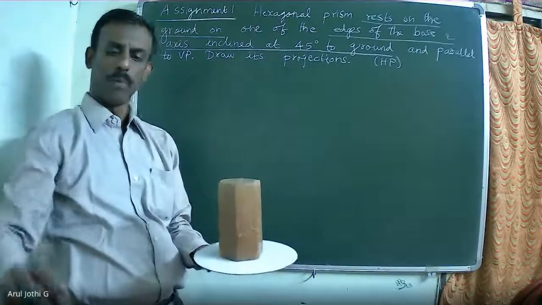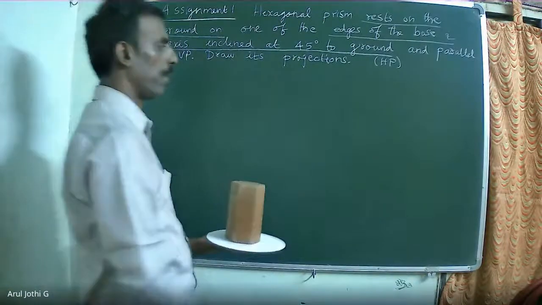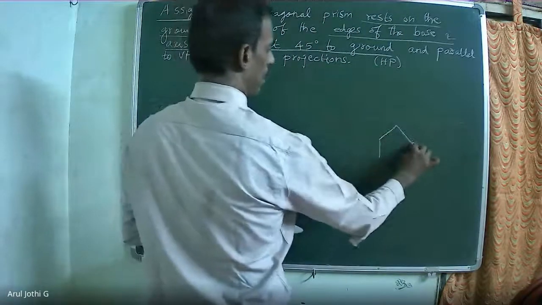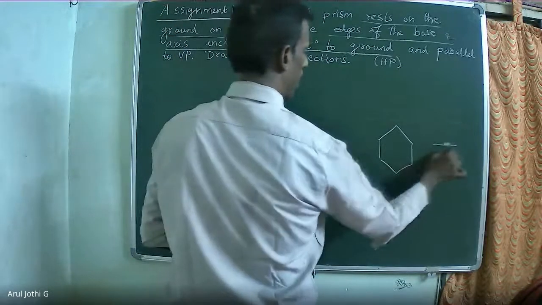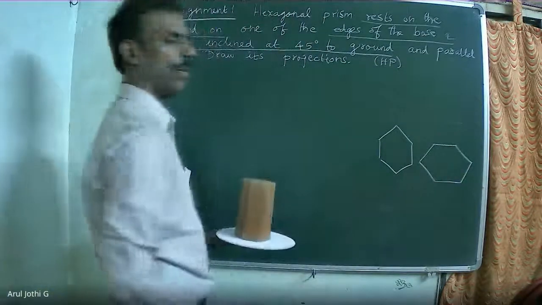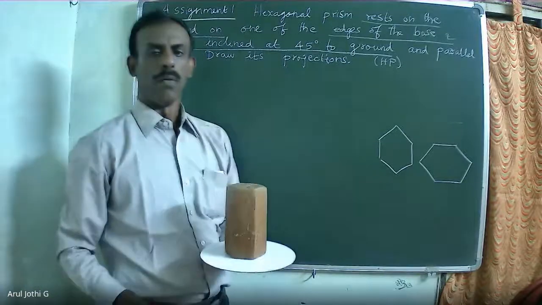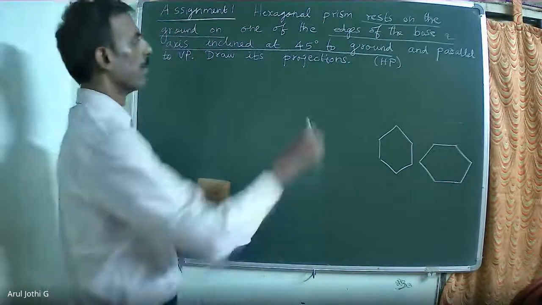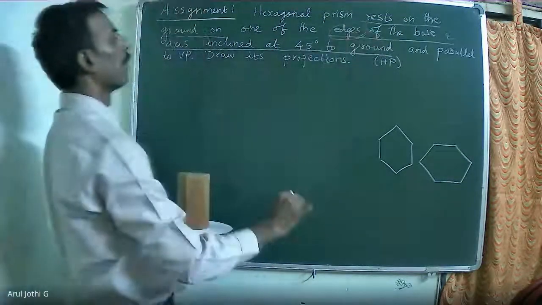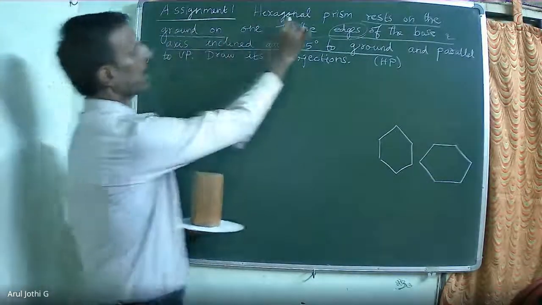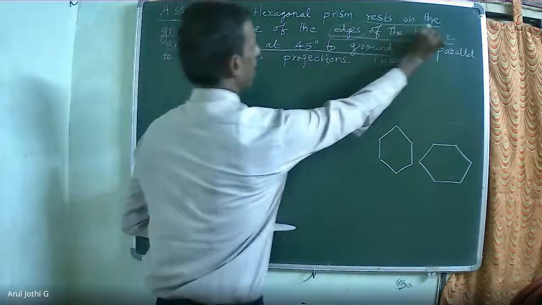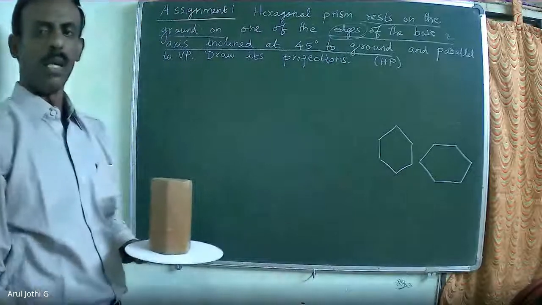Now when you draw the top view, two orientations are available for the hexagonal prism. So which one will be the correct one? When you draw the top view, you have to decide the orientation about the initial position. Now which part of the solid is resting on HP? One of the edges of the base. The hexagonal prism rests on HP on one of the edges of the base. So one edge is resting on the ground.